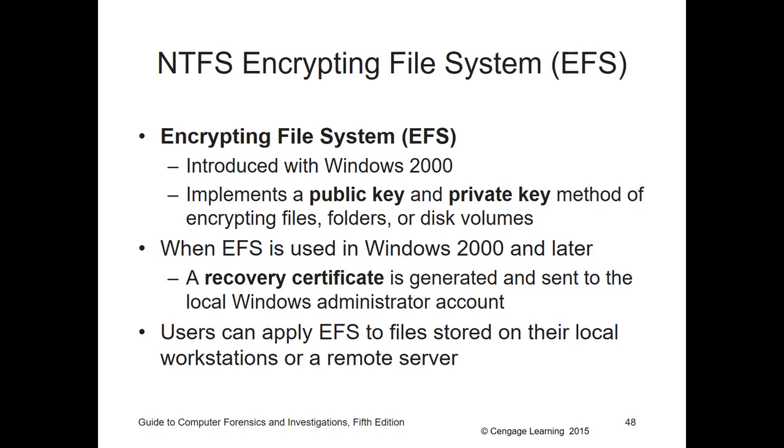We also have, starting in Windows 2000, so several years ago, what's called EFS, the Encrypted File System. This is an asymmetric system that allows us to use both a public and private key methodology for encrypting files. When EFS is used, typically a recovery certificate is generated and sent to the local Windows admin account, just in case you need to recover anything. Users can apply EFS to files stored on their local workstation or on a remote server, or on just a folder, not particularly files.